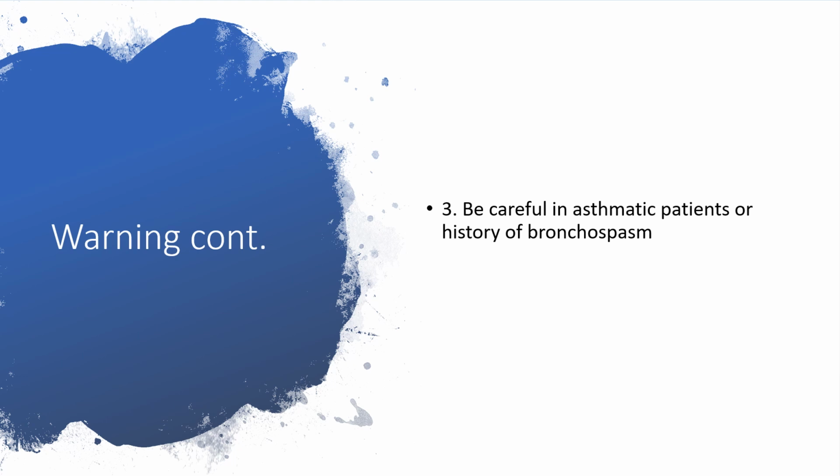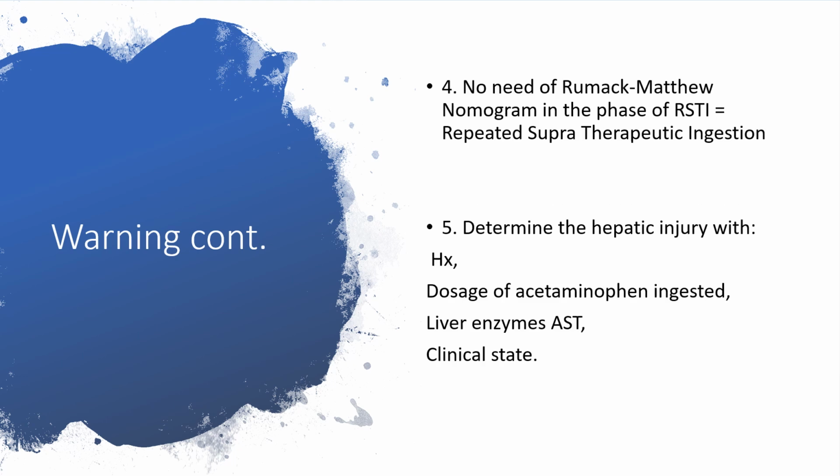Be careful in asthmatic patients or anyone with a history of bronchospasm. No need of the Rumack-Matthew Nomogram in the face of repeated supratherapeutic ingestion. So don't waste your time about that, okay? Determine the hepatic injury with history, the dosage of the Tylenol or Paracetamol or Acetaminophen ingested, the liver enzymes results, and of course the clinical state of the patient. Because we're not going to treat the lab, we're going to treat human beings. The lab reports will only guide us.